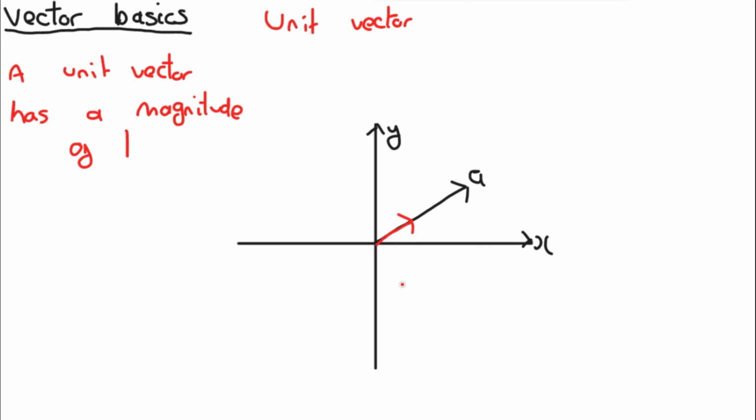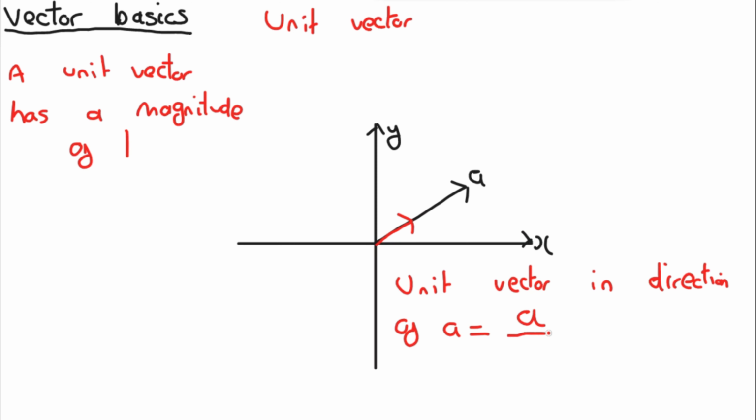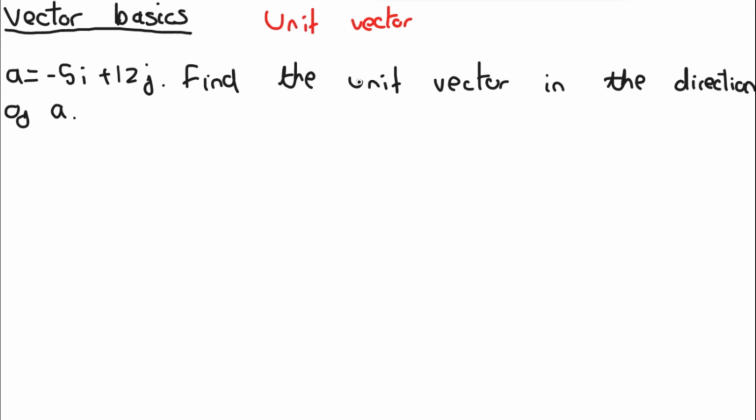In order to find that, the unit vector in the direction of A is just equal to whatever A is, and then you just divide it by the magnitude of A. If you do that, that will give you the unit vector that will have a magnitude of 1. So here is a common exam question where they give you a vector and they want you to find the unit vector in the direction of that vector that they give you.